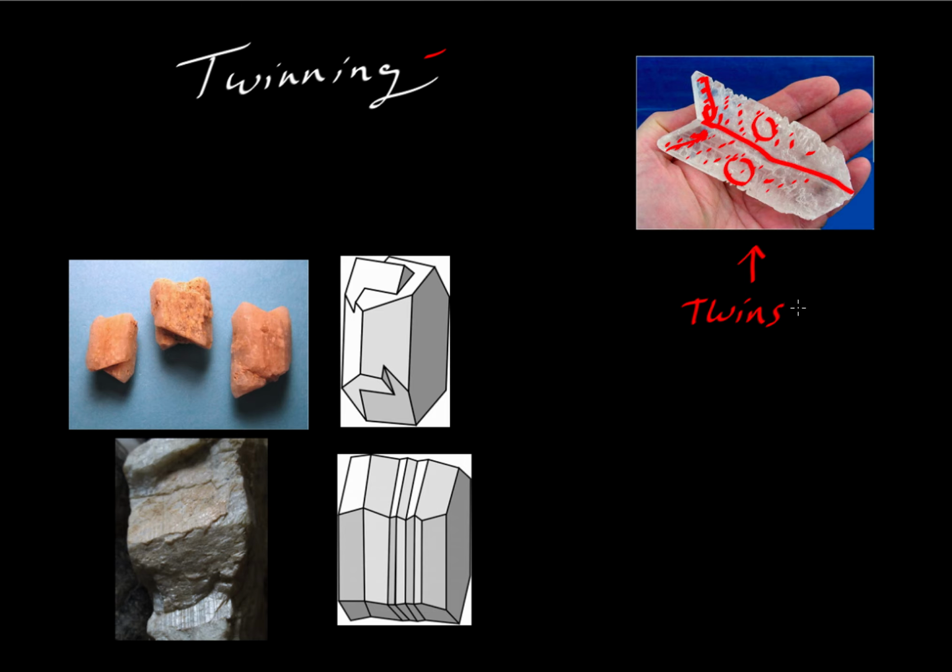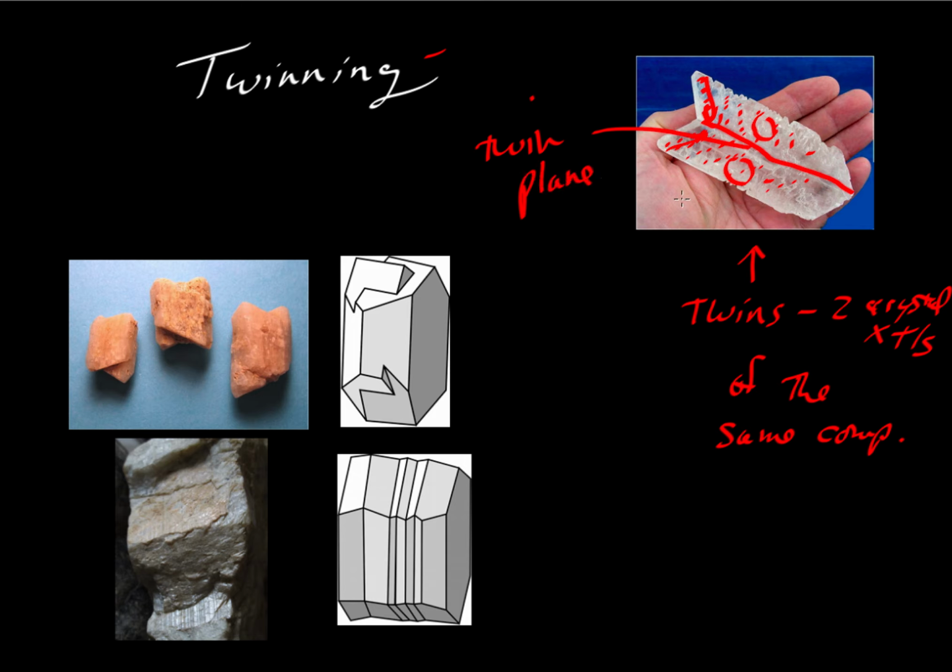So twins, essentially you have two crystals. I use XTLs for crystals quite a bit. So you basically have two crystals of the same composition, and they are touching one another in contact along this, the twin plane. That's the plane of separation where the two twins come into contact.